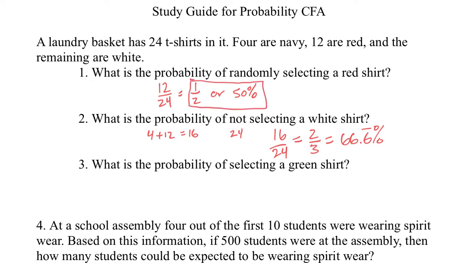Okay, what's the probability of selecting a green shirt? There are no green shirts. So that's 0%. Or 0 out of 24. Okay, and I will box that one too.